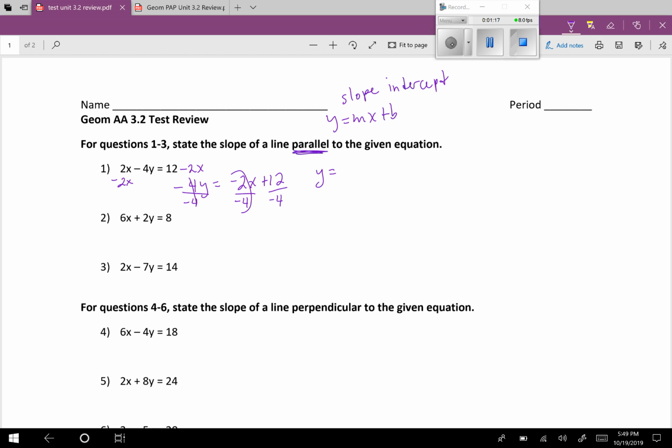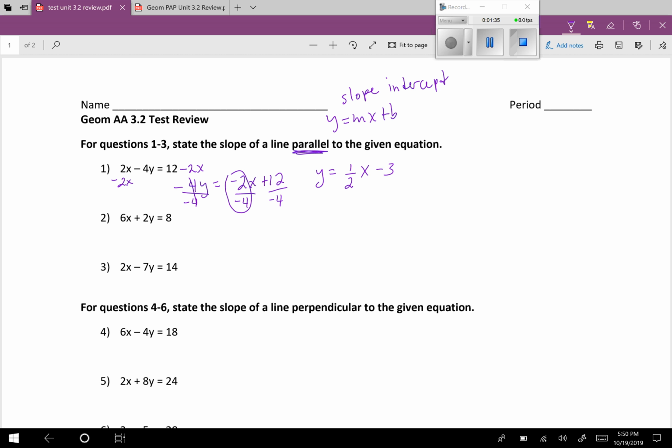I want you to put this in your calculator. So you do a negative 2 divided by negative 4. Well, a negative divided by a negative is a positive. And 2 divided by 4, that's 1/2. So you get 1/2 x, and then positive 12 divided by negative 4 is negative 3.